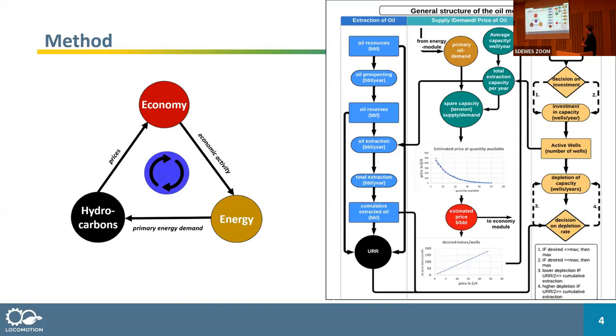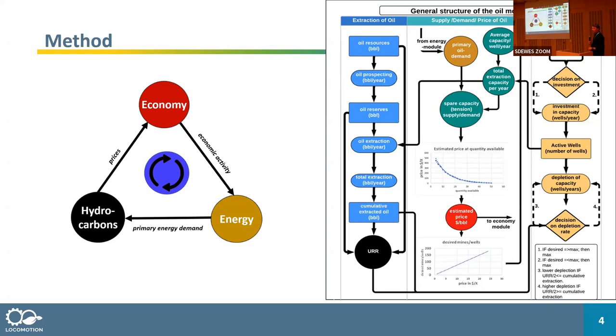Here you see the demand coming from the energy model, the primary energy demand. Here we calculate the production of the oil model based on an average capacity per well, which is a simplification, we're aware of that. Here we have the amount of active wells, and then we calculate the extraction capacity. The tension between supply and demand determines a price, which is calibrated with the historical price. A low spare capacity means a high price, a high spare capacity means a low price. Then we have the estimated price, which is the function that also gets sent to the economy model.